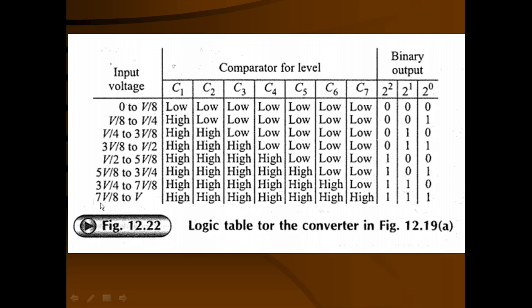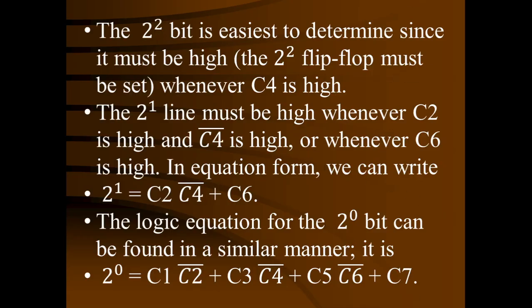So if the analog input voltage is 7V/8 to V, that means all the comparators' reference voltages are lower than the analog input voltage, and hence C1 to C7, all the comparators, are turned on and high, and the binary output voltage is 111. So this is the truth table corresponding to 3-bit analog to digital conversion. With 3 bits, that means 2 raised to 3, 8 different ranges, the analog input voltage is divided. The same thing is written here.